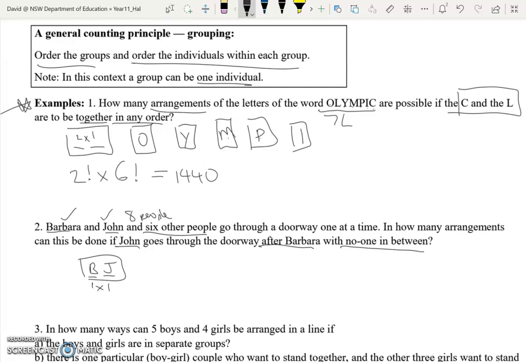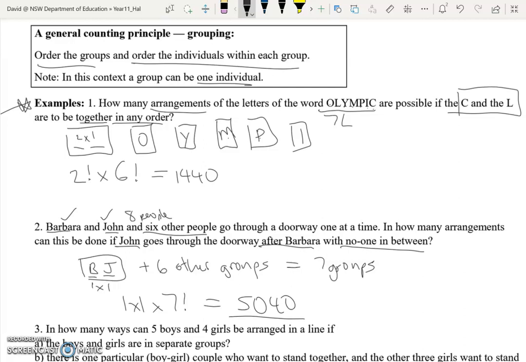So that's Barbara and John done. We've got 6 other people. So I'm going to call them 6 other groups. So how many groups have we got? We've got 1 with Barbara and John, and we've got 6 other groups. So we've got 7 groups that we need to rearrange. So how many arrangements? 1 times 1 for Barbara and John, and then 7 groups, so 7 factorial. And we're going to get 5040.